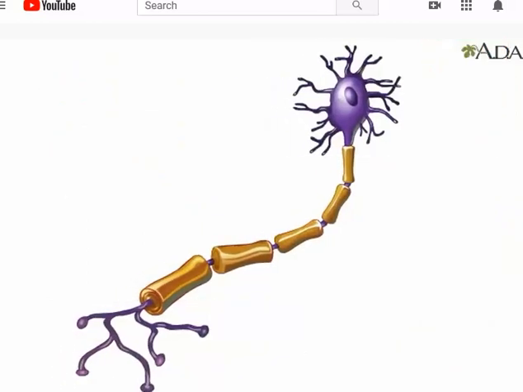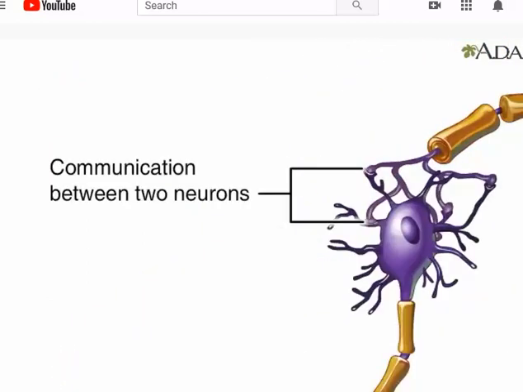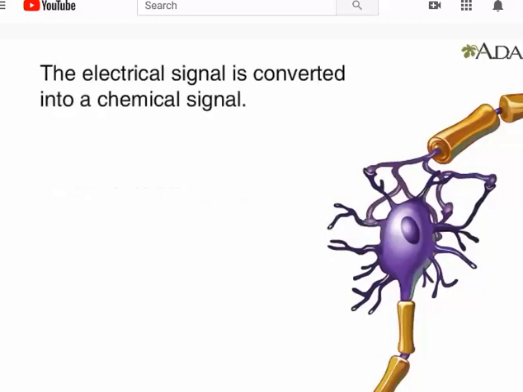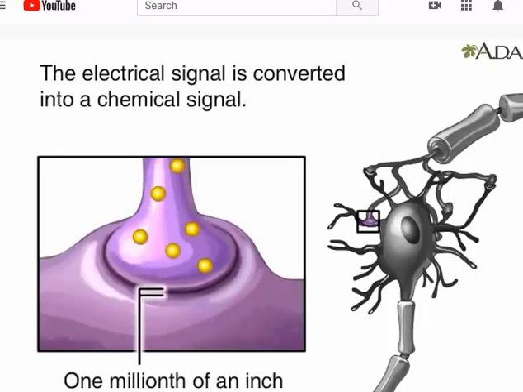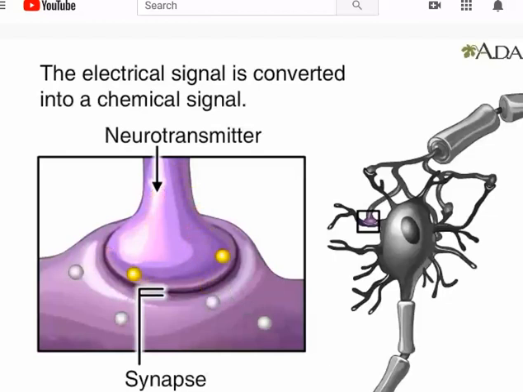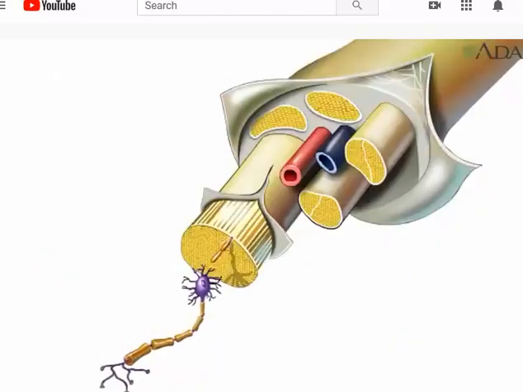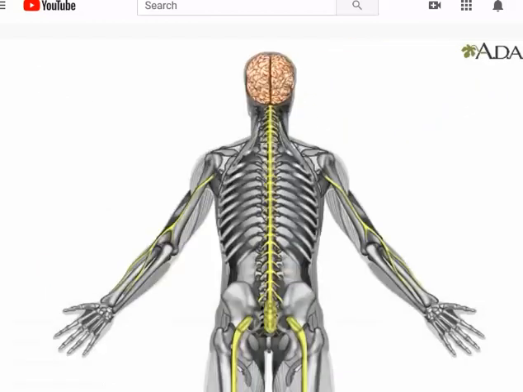The operation of the nervous system depends on how well neurons communicate. For an electrical signal to travel between two neurons, it must first be converted to a chemical signal. Then it crosses a space about 1/millionth of an inch wide. The space is called a synapse. The chemical signal is called a neurotransmitter. Neurotransmitters allow the billions of neurons in the nervous system to communicate with one another. That's what makes the nervous system the body's master.